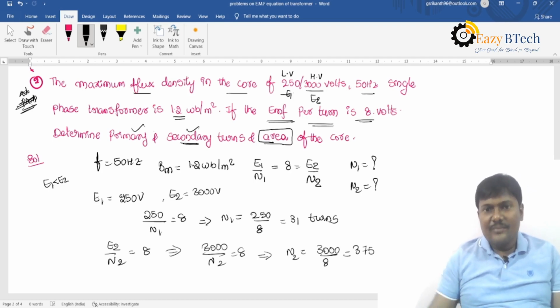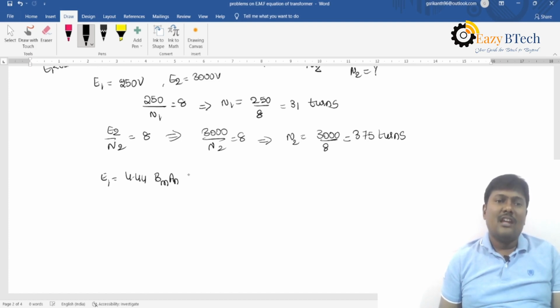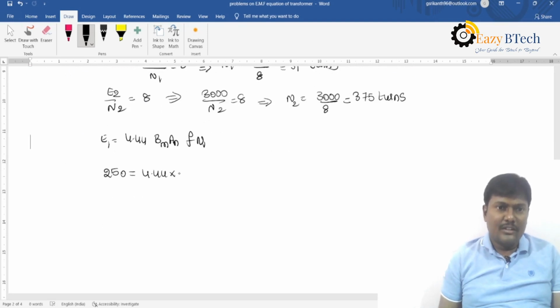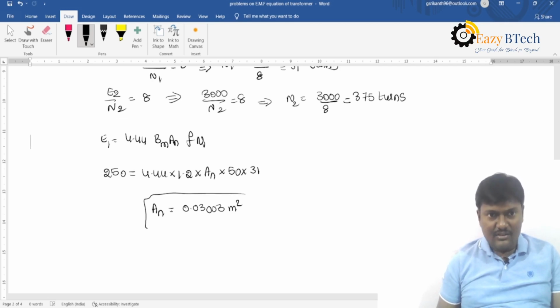The last one is the area of the core. So E1 is equal to 4.44 into B max into AN into F into N1. The primary induced EMF is 250. That should be equal to 4.44 into the maximum value of flux density, which is 1.2. I want to calculate the net cross-sectional area of the core. Frequency is 50 and N1, the number of turns, is 31. So finally I got it as 0.03003 meter square. So this is our answer.